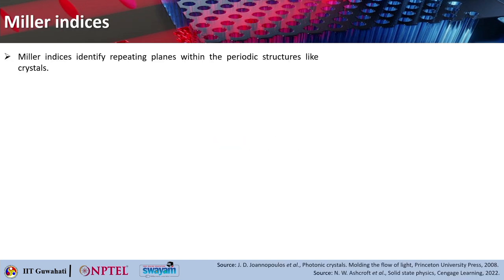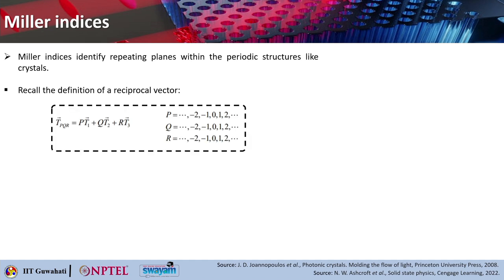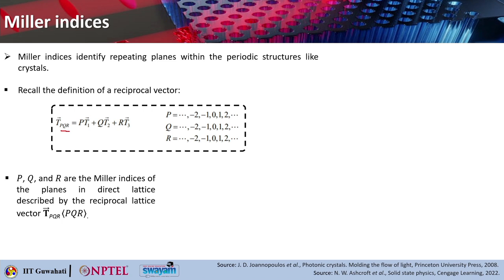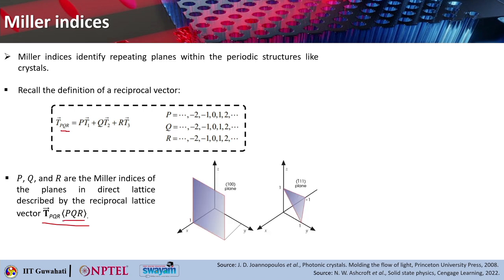Now, let us look into Miller indices. That is another interesting way of representing planes within periodic structures like crystals. If you recall the definition of the reciprocal lattice vectors, you have these three integers P, Q and R. These P, Q and R are called the Miller indices of the planes in the direct lattice, which is represented by the reciprocal lattice vector T, P, Q, R. If you say the 100 plane, it means the plane crosses the x axis at 1, and the 0 0 means it does not intersect the y and z axes, so it is parallel, okay?